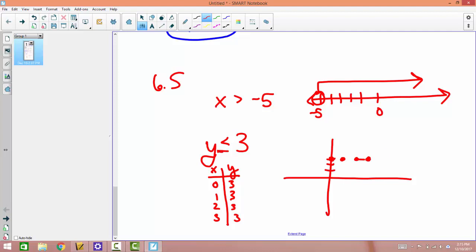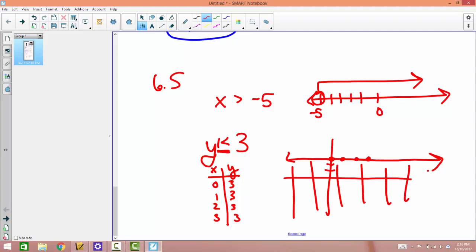Now because of this equals to sign right there, this is a solid line. And then because this reads less than, we are going to shade to the less than numbers. You're shading down.